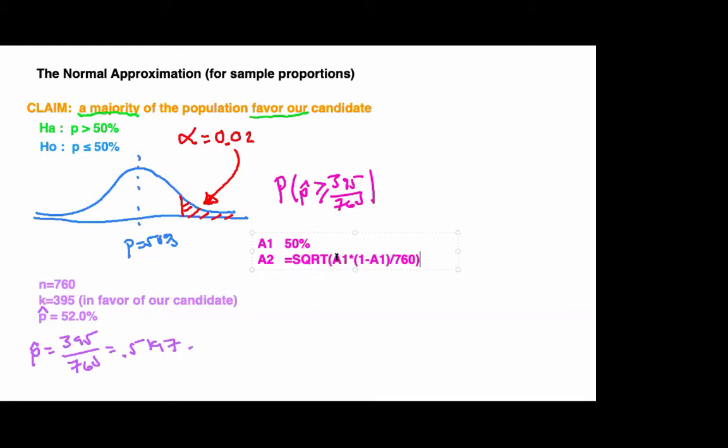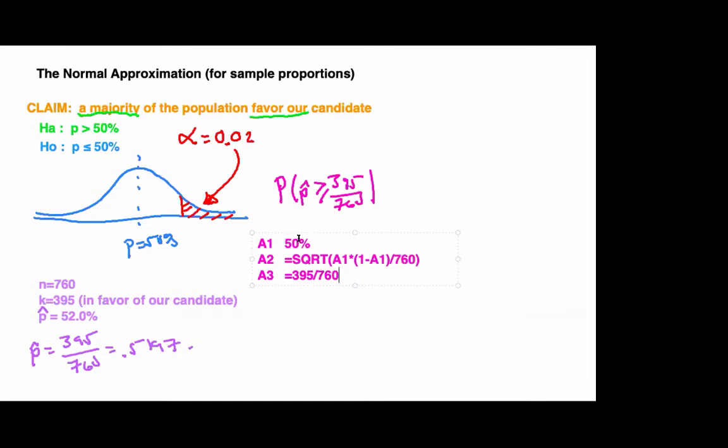Okay, so P is 50%, 1 minus 50% is just 50%. I could have just done 50 times 50, but that would have been fine. Divided by the sample size, that gives me the standard deviation for the sampling distribution of the proportions. And then I could turn this into a z-score. So I put in my value 395 over 76. That's my p hat. So now I have p hat.